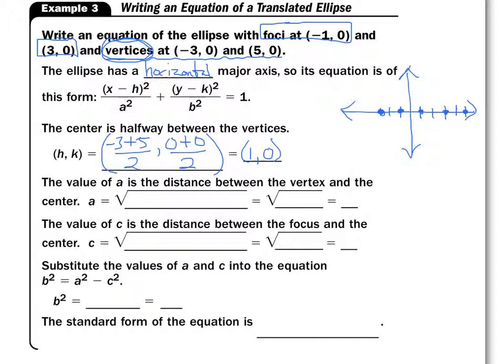The value of a is the distance between the vertex and the center. So I pick either of my vertices to use in the distance formula. Remember, the distance formula is the square root of x2 minus x1 squared plus y2 minus y1 squared. If I pick, let's say, 5 comma 0 for my vertex, I of course have to use my center, which is 1 comma 0. Now I could just count this off and figure out that the distance is 4, but we'll go ahead and do this the long way, just in case.